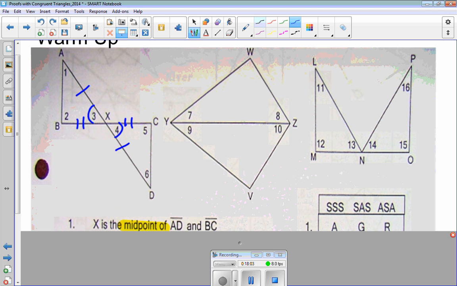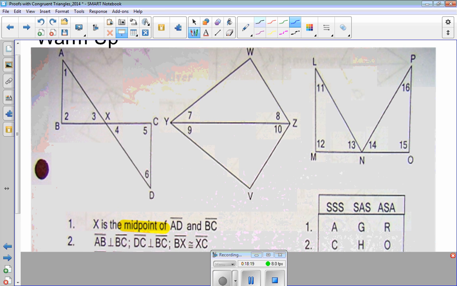Now do I have enough information to say that they're congruent? What would the reason be? Side angle side. Very good. Okay. All right. So we're going to erase this. Oh, side angle side. Thank you. You're exactly right. All right. So we're going to go on to the second problem.